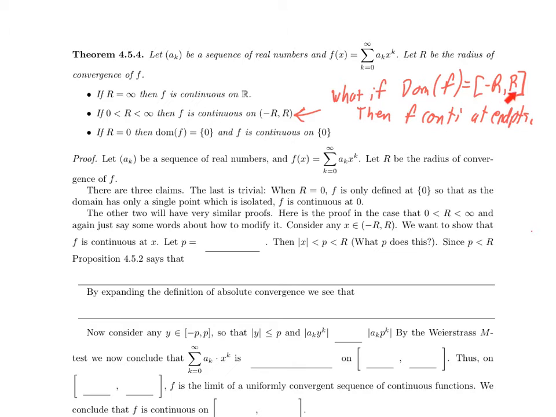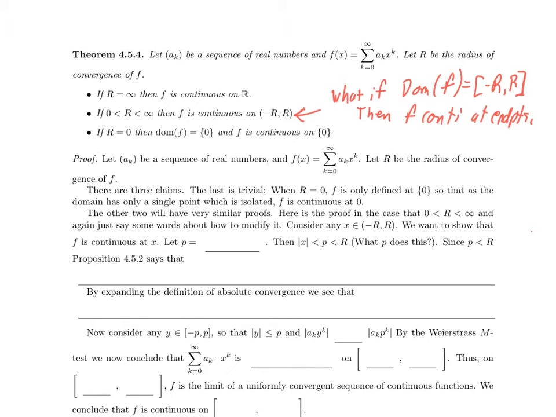Notice that since the domain is maybe not equal to this, the domain is maybe a little bit bigger, this doesn't tell us if it's continuous at the endpoints of the domain, if the domain even contains its endpoints. It turns out that f will be continuous at the endpoints if it's defined at the endpoints, but we will not hit that in this class at all, because this is going to be the last of the lectures. So let's prove that.